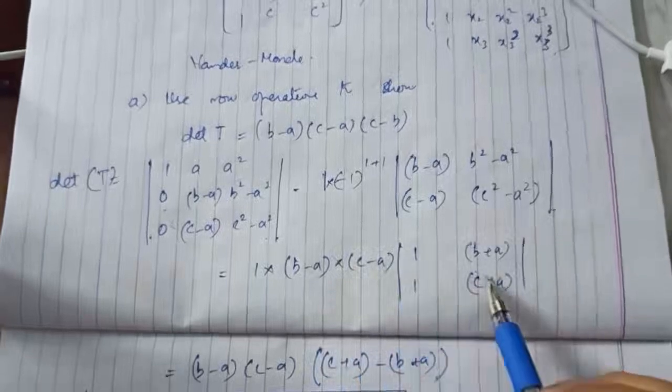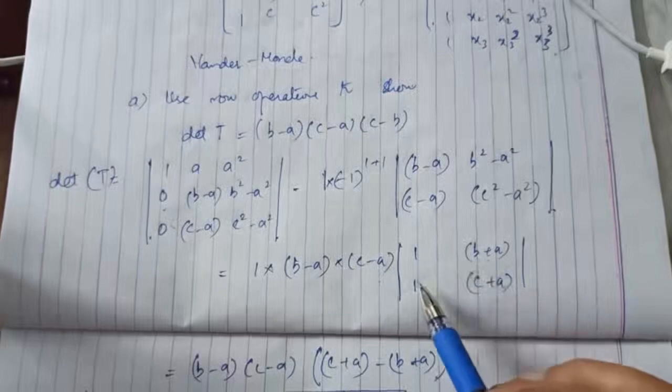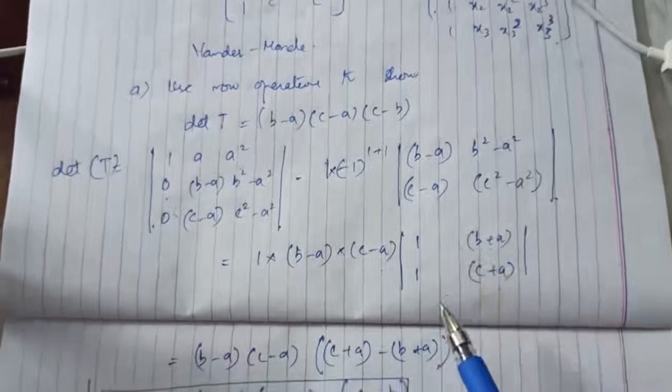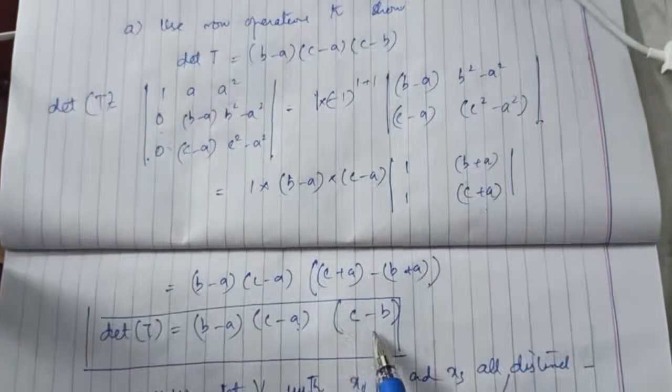So this is quite easy to calculate, right? So multiply both of them, and just take the subtraction of it, right? So C plus A minus B plus A comes out to be C minus B, right?